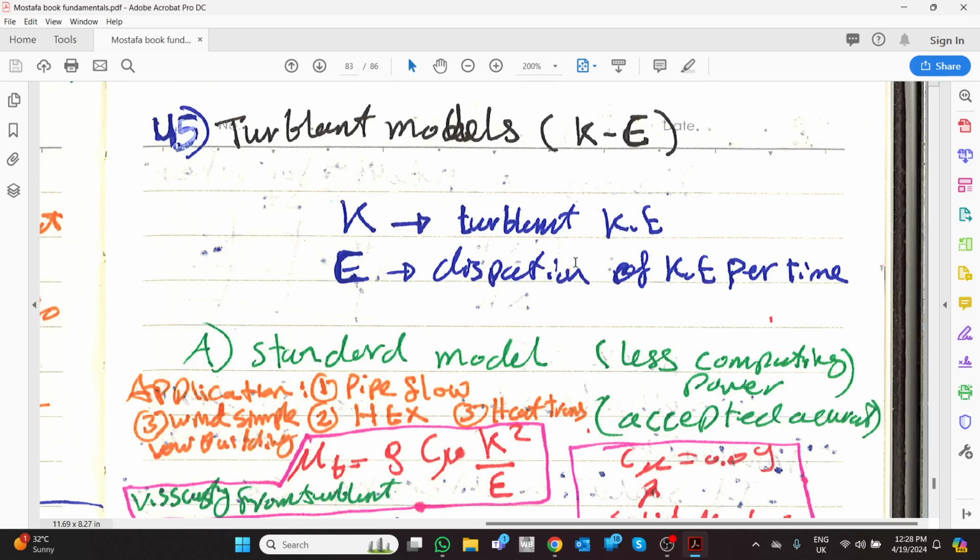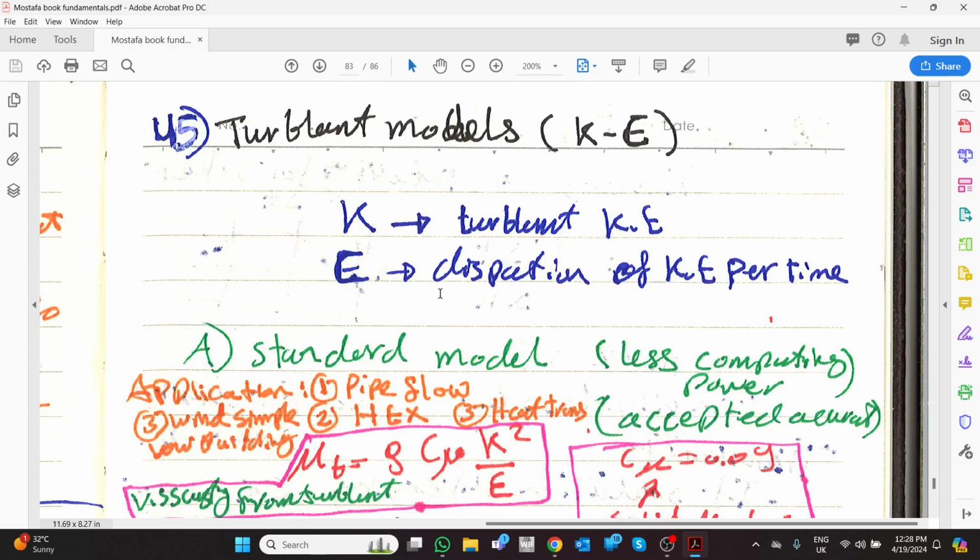In the K epsilon model, K is the turbulence kinetic energy. If you have turbulence due to separation and so on, there is a kinetic energy for that vortex, and epsilon is the dissipation of that kinetic energy in time. For example, if we have a kinetic energy of 10 joules in one vortex and we know it is going to dissipate in 2 seconds, that rate is the epsilon.